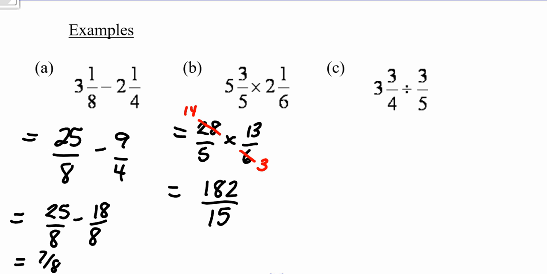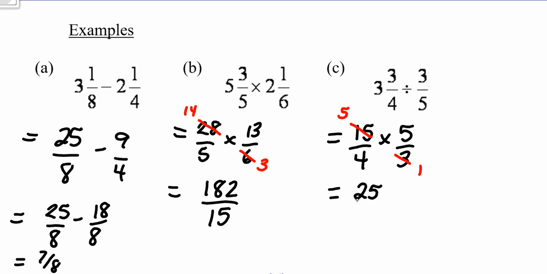And then the final one, again, like division, we want to make sure we changed everything into improper first. So 3 times 4 is 12, plus 3 is 15. And then we're going to multiply by the reciprocal. And then we're going to look to see if we can cancel. And be really careful here. There is a 5 and a 15, but you have to cancel top and bottom. Remember, numerator and denominator. So you're going to end up canceling if you want to. That's how you're going to do your canceling. Then you'll end up with 25 over 4.